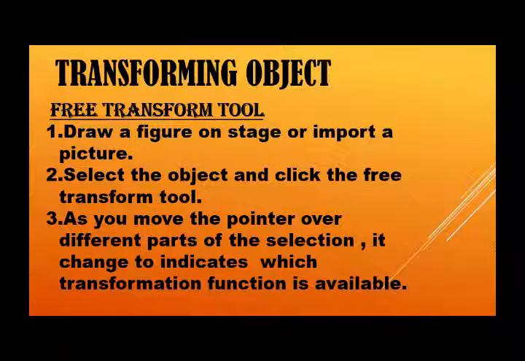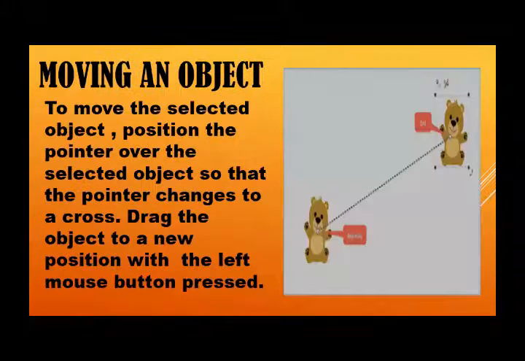So these are the steps in which we can transform any object by ourselves on our image, or any document or presentation in which you want to resize, reform, or transform your object. So now let's move on to the first one, which is moving an object. How can we move an object from one place to another?